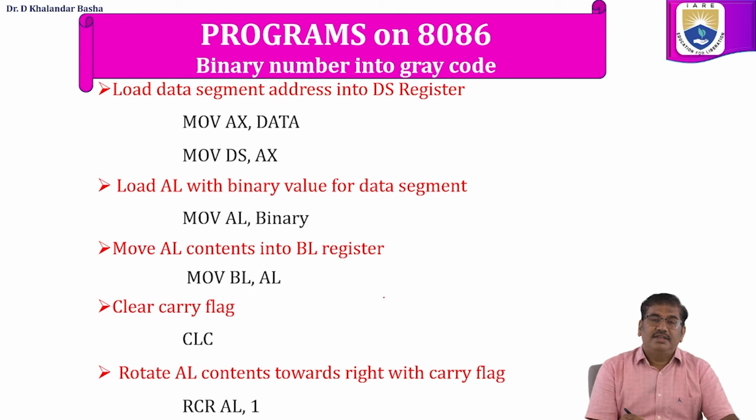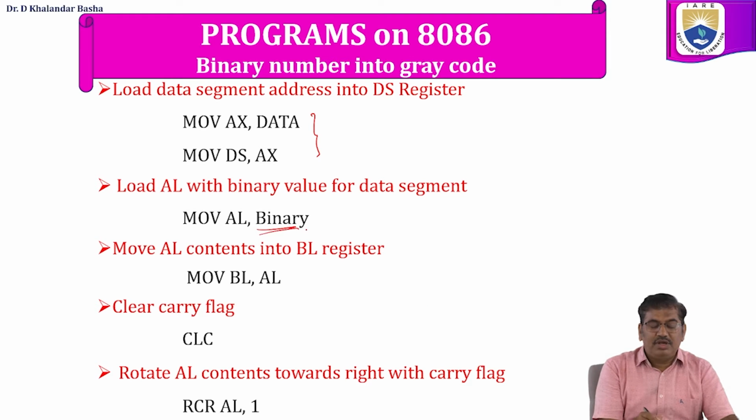Now we will see the sequence of instructions which has to be executed for generating the gray code. First, we have to load the data segment register with the segment address assigned by the assembler. The address in the data variable will be loaded into AX and from AX to DX, as loading data into the data segment register directly is not permissible.